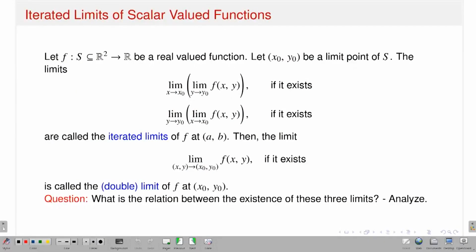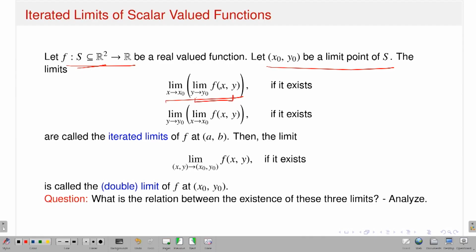Okay, now once I have the existence of limit for several variable functions, the corresponding concept of iterated limits of scalar valued functions also comes. Scalar valued function means what? For simplicity I am considering a subset of R2. So let f be a function from R2 to R, a real valued function of two real variables. Now I want to talk about the existence of limit. So let (x naught, y naught) be a limit point of S. Then what is the meaning of this object, of this limit?